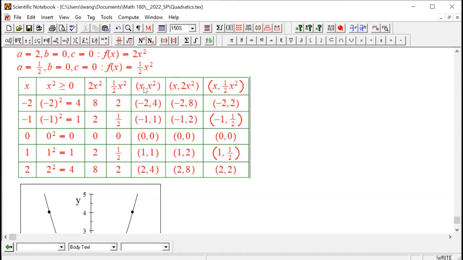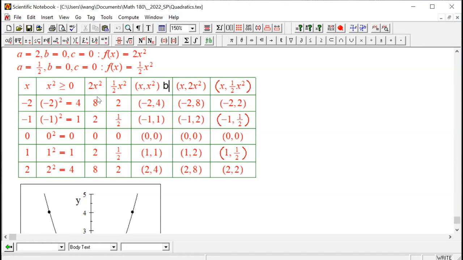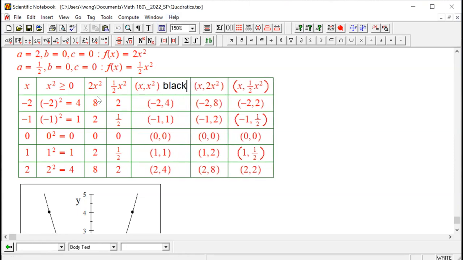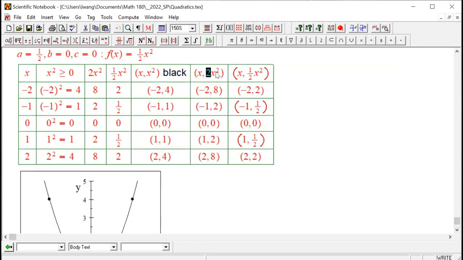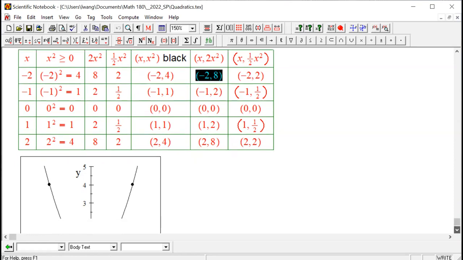So now we're ready to plot points. We'll make it obvious with colors. This color is black. And we're going to choose a color for 2 times x squared. You can see the input stays the same, the output is doubled. Okay, so we're going to plot these points.